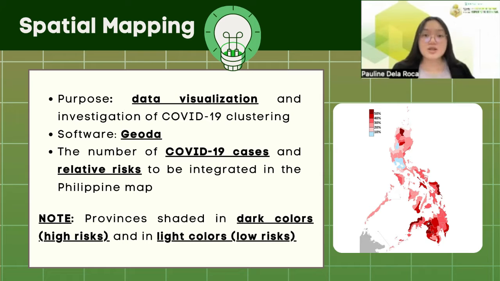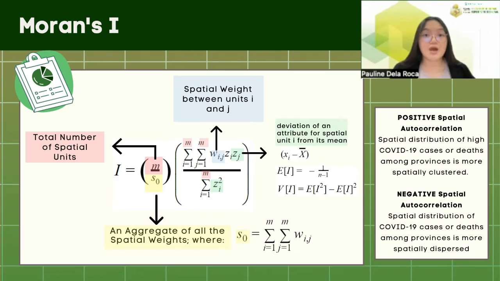Using GeoDa, a standardized incidence ratio of COVID-19 cases was integrated in the Philippine map on a provincial scale with cities in NCR. High-risk provinces were shaded in dark colors, and light colors for low-risk provinces. Furthermore, Moran's I was used to measure the overall spatial autocorrelation and spatial dependencies among the spatial units.